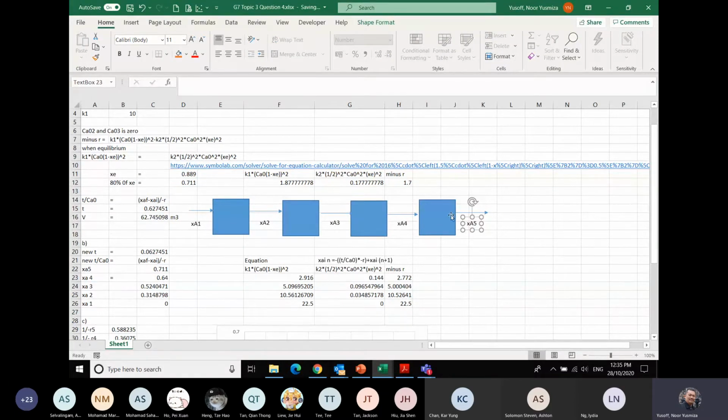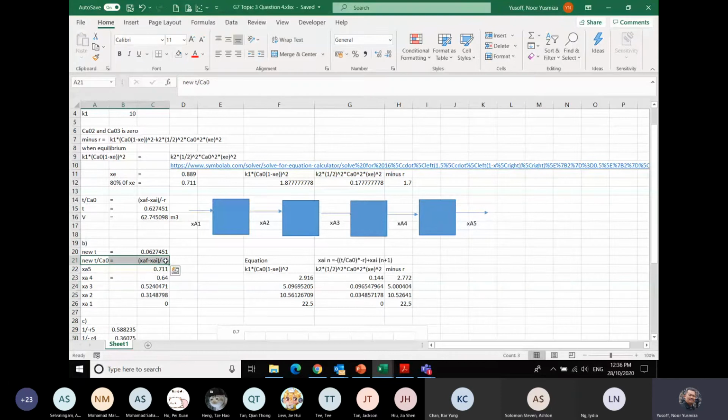And then using the design equation for the final CSTR, he can back calculate to get XA4. How? Well, because the design equation is saying that tau over CA naught, which is here, equals XA5 minus XA4 divided by minus RA. So minus RA, he got it from somewhere here. You just need to find the rate equation from here. Here's your minus RA value. This is the equation for it.